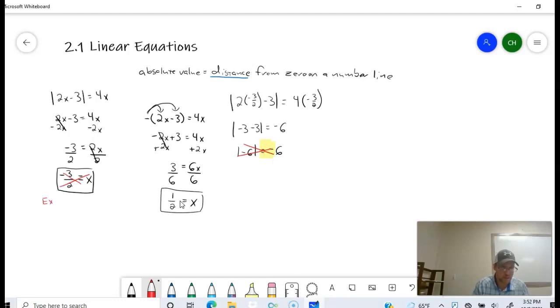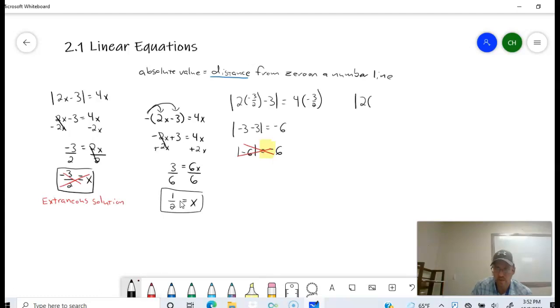That is spelled E-X-T-R-A-N-E-O-U-S. That is an extraneous solution. Will not work. So let's try the other one.